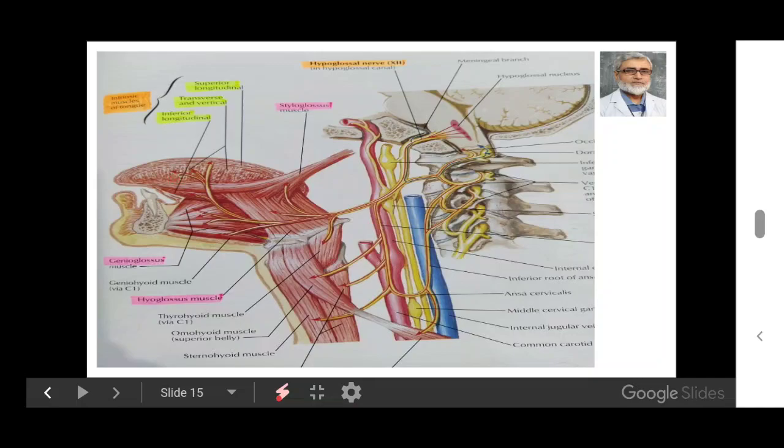Now, what are the functions of the intrinsic muscles? It is frequently asked in the examination. Always remember the function of the intrinsic group of muscles.